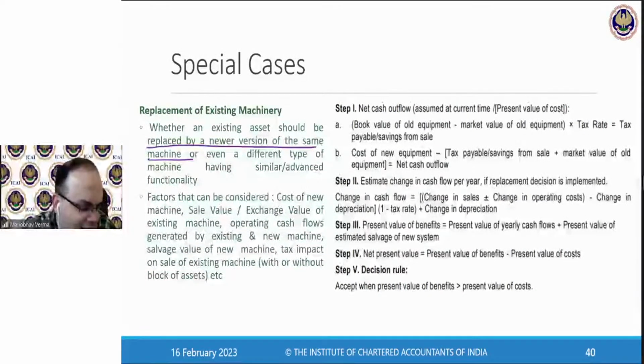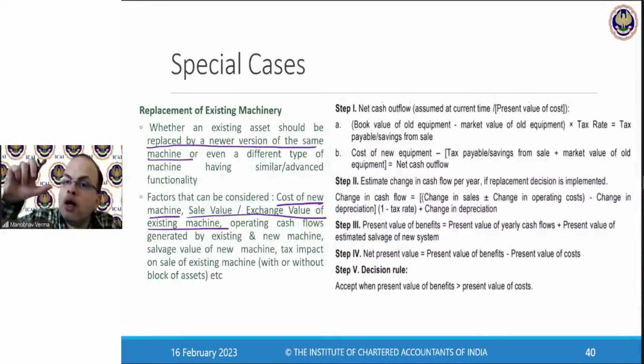Geet says incremental. Absolutely perfect, Geet. So guys, we discussed on Tuesday that we talk about the relevant, anything which is changing. So what changes? Let's talk about this. The cost of the new machine will be an additional item. Now, the existing machine will either be sold or there will be an exchange happening.